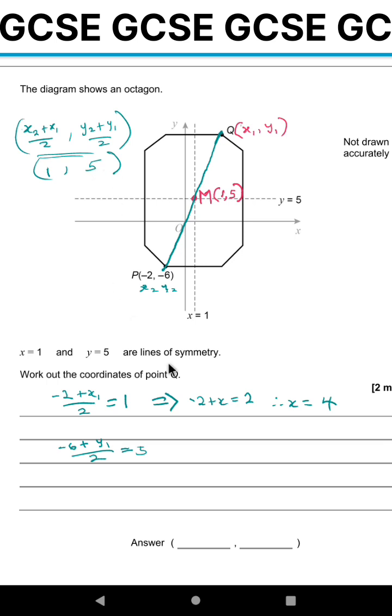The midpoint is 5. So the same thing, if I cross multiply here, I'm going to have minus 6 plus y1 is equal to 10. And therefore, of course, this is my x1. And therefore, my y1 will be equal to 16. Okay, so you can see I've gotten my x1 and y1 as respectively 4 and 16. And that is the coordinate of this point Q.